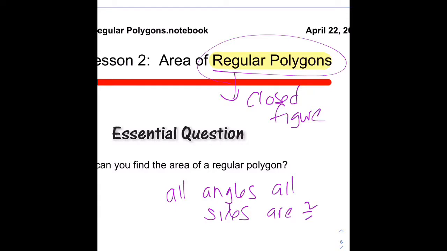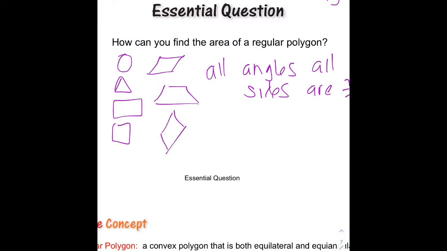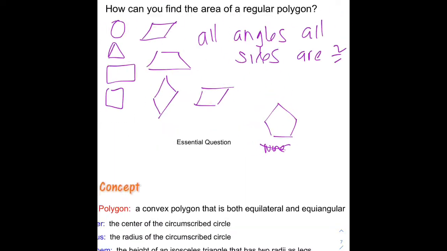So in the first half of this lesson, we dealt with finding the area of circles. We dealt with triangles, rectangles, squares. And then we extended that to parallelograms, trapezoids, kites, rhombus. Well, what happens if I want you to find the area of this pentagon? None of those area formulas that we've done up to now apply. That's what today's lesson is about.